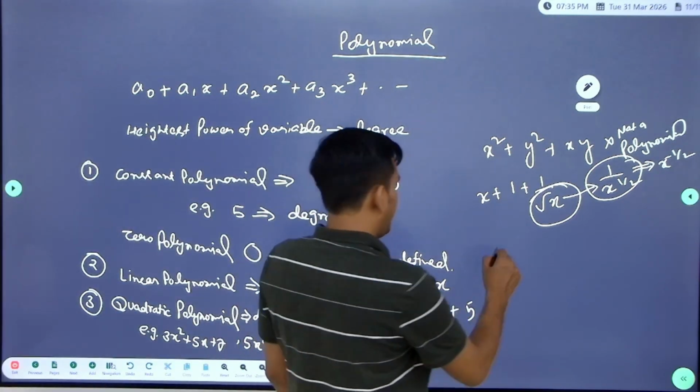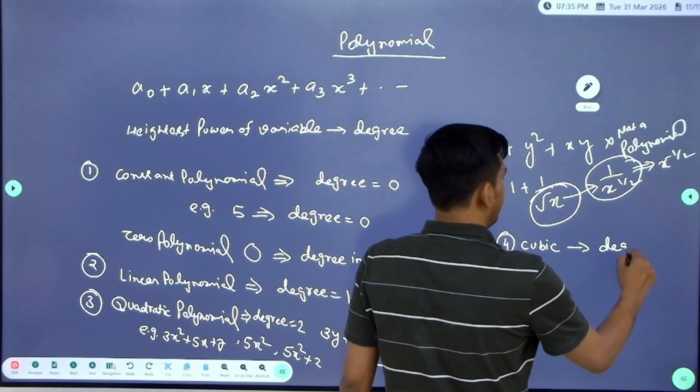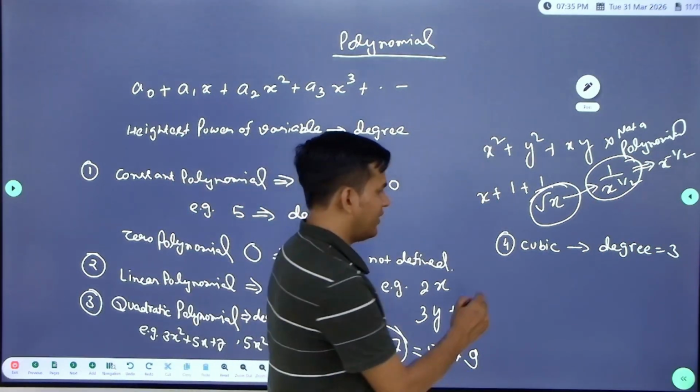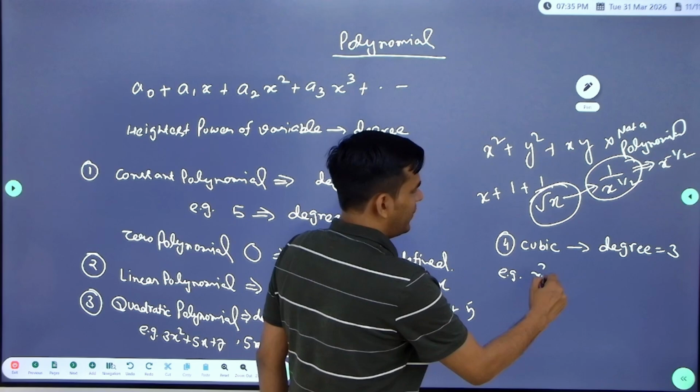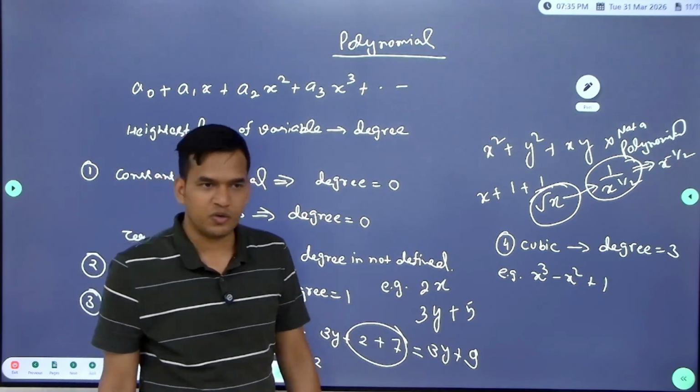And the fourth one is cubic polynomial. Cubic means degree 3. Example, x cube minus x square plus 1. This is a cubic polynomial. Degree is equal to 3.